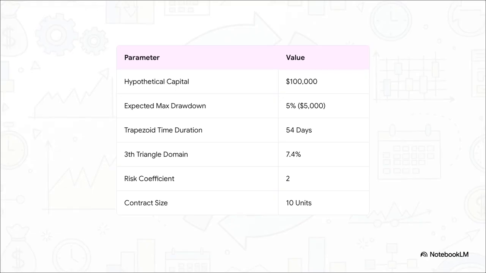Okay, now let's dig into the risk parameters that were set up for this plan. It's all based on a hypothetical capital of $100,000. The maximum expected drawdown was set at 5%, which comes out to $5,000. The plan also specifies a few other key variables for its calculations, things like a trapezoid time duration of 54 days, a third triangle domain of 7.4%, a risk coefficient of 2, and a contract size of 10 units.